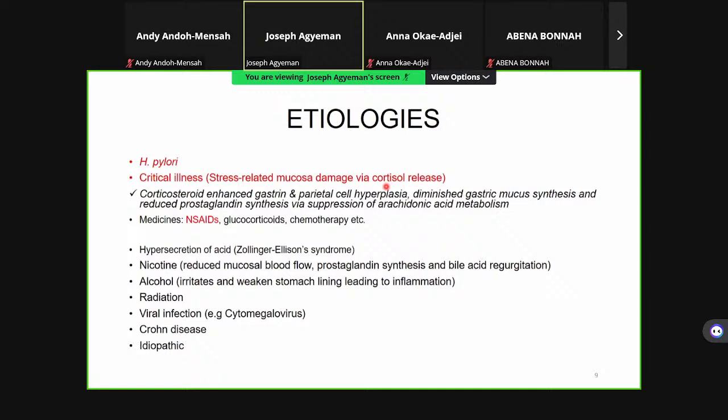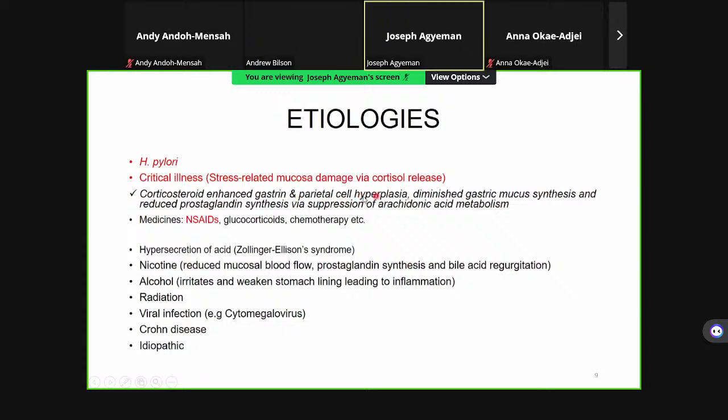But in relation to peptic ulcer, this is what cortisol will do. Cortisol works just like when you take drugs called glucocorticoids. So it's the same. Glucocorticoids, the natural cortisol, they all have the same effect. So what cortisol and glucocorticoids will do is to enhance gastrin and parietal cell hyperplasia. You know what this is pointing towards. Gastrin and parietal cell hyperplasia. It means you are going to release a lot of gastrin. You are going to release a lot of acids.